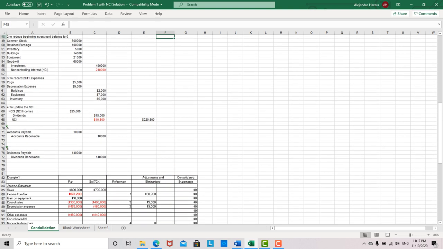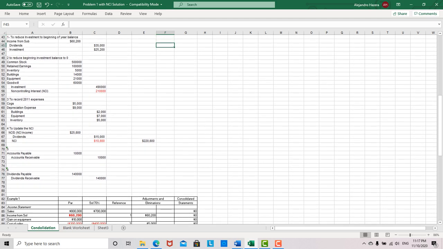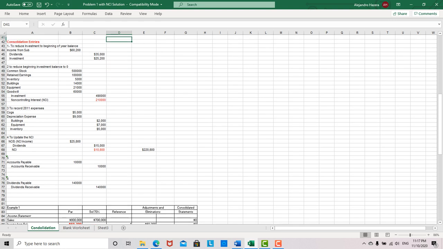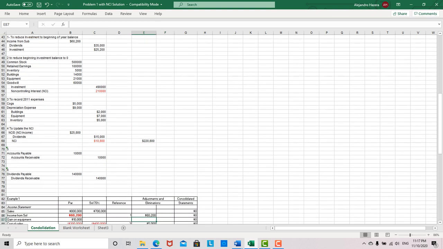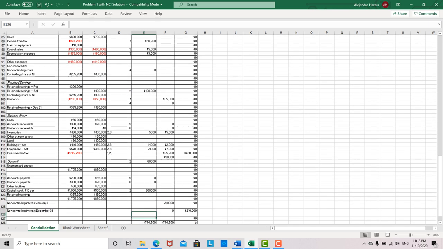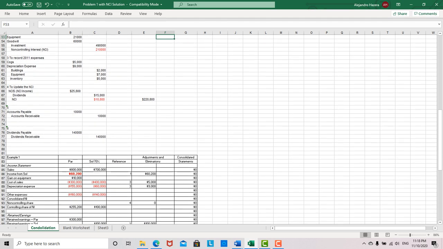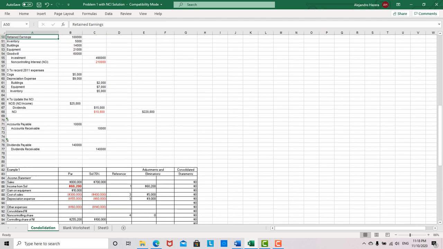Okay, the 4th entry is to update non-controlling interest. And remember, the ending non-controlling interest, going back to the table here, is $220,800. Beginning was $210. We already have the $210 down here. So what we've got to do is add the extra $10,800, I think it is, to update that at the bottom. That's sort of a balancing total. We can't put 100% of assets on one side and 70% on the other. Okay, so let's go see what we do.